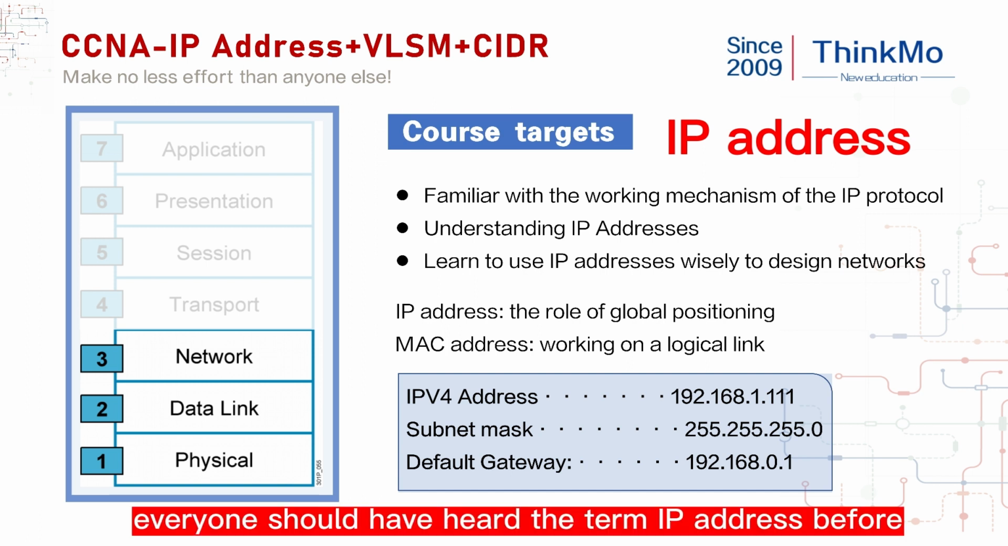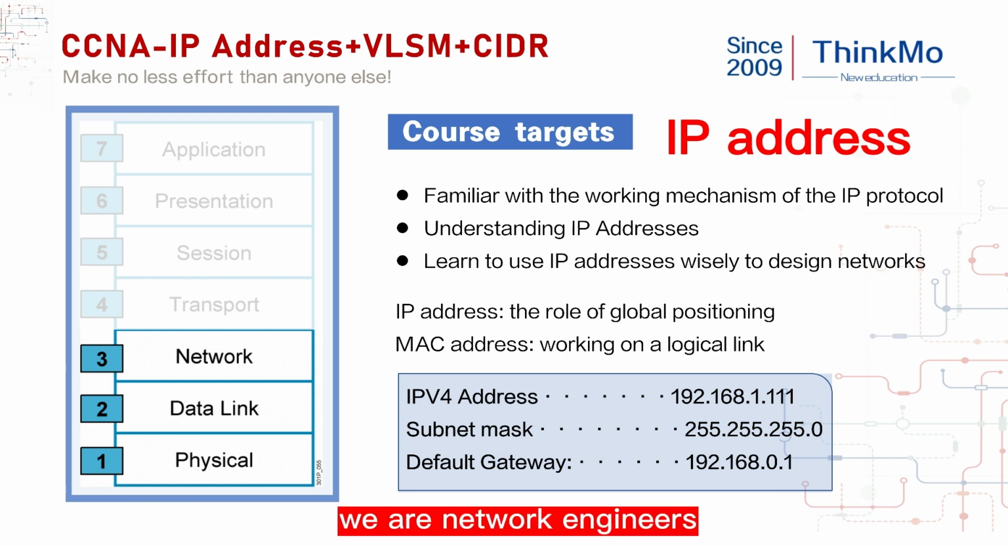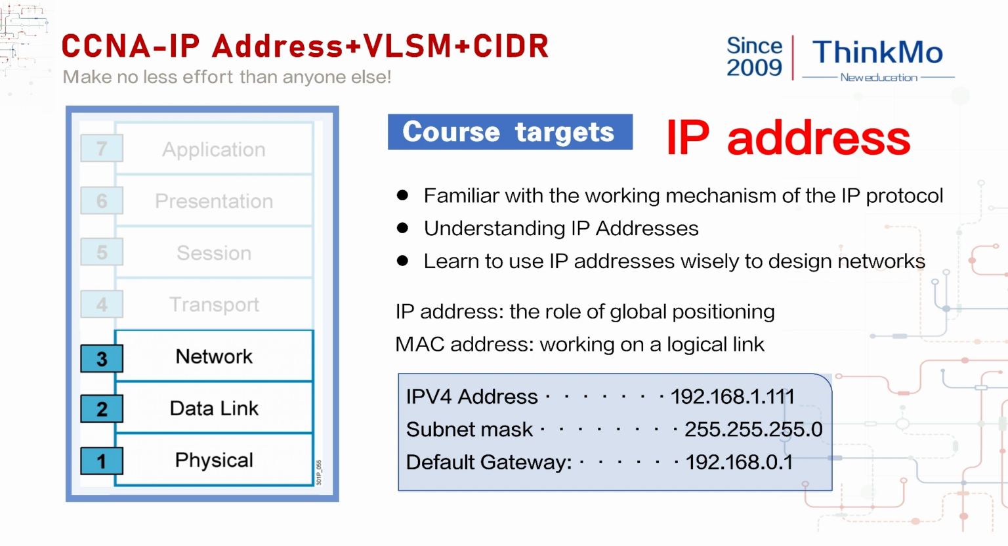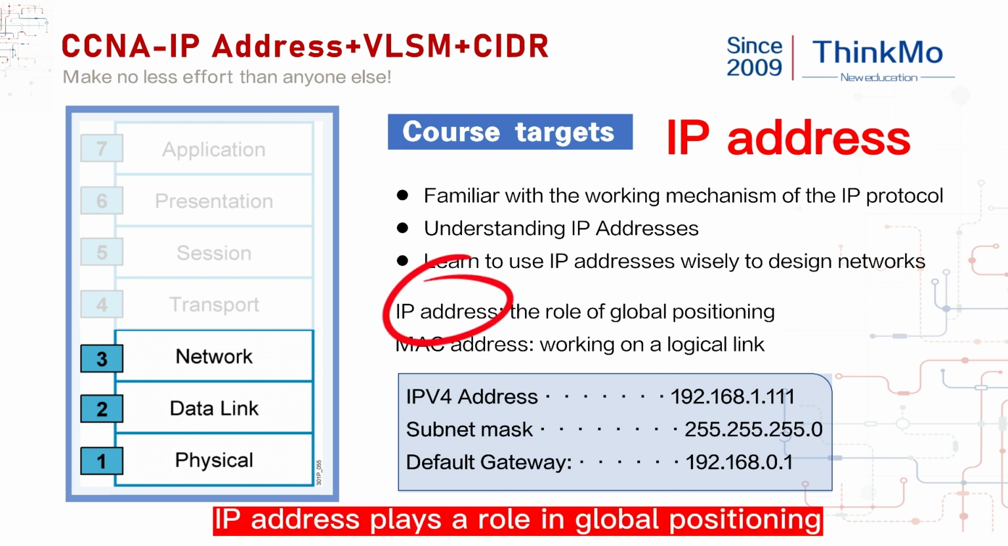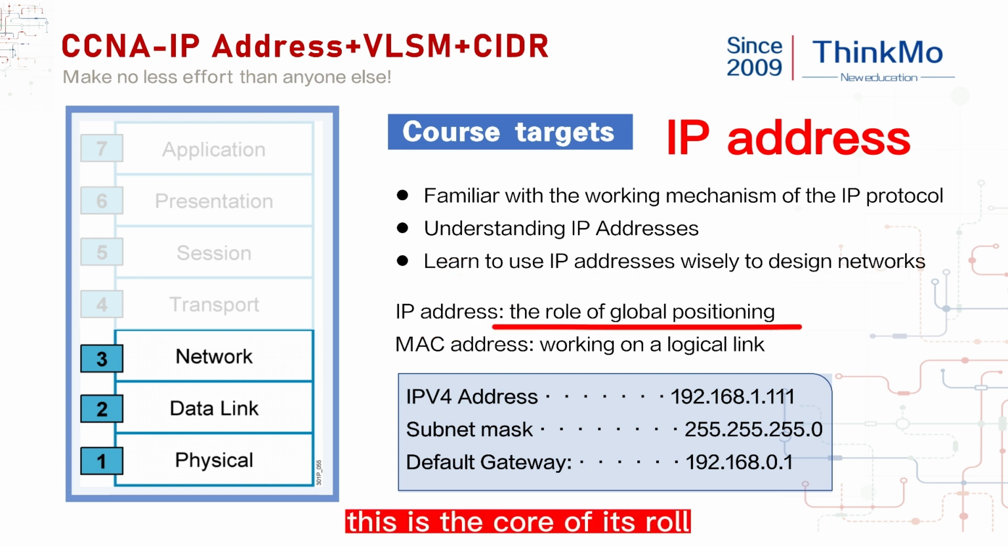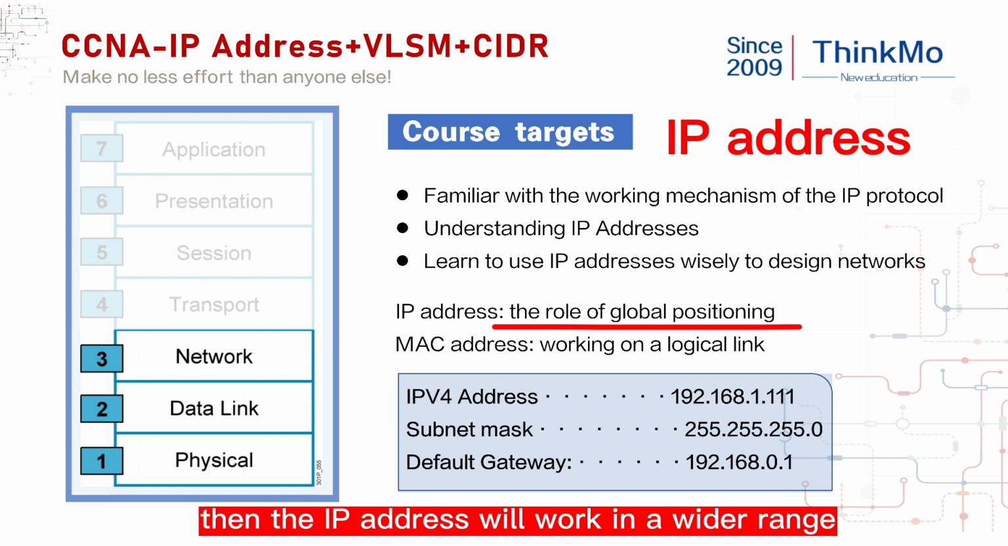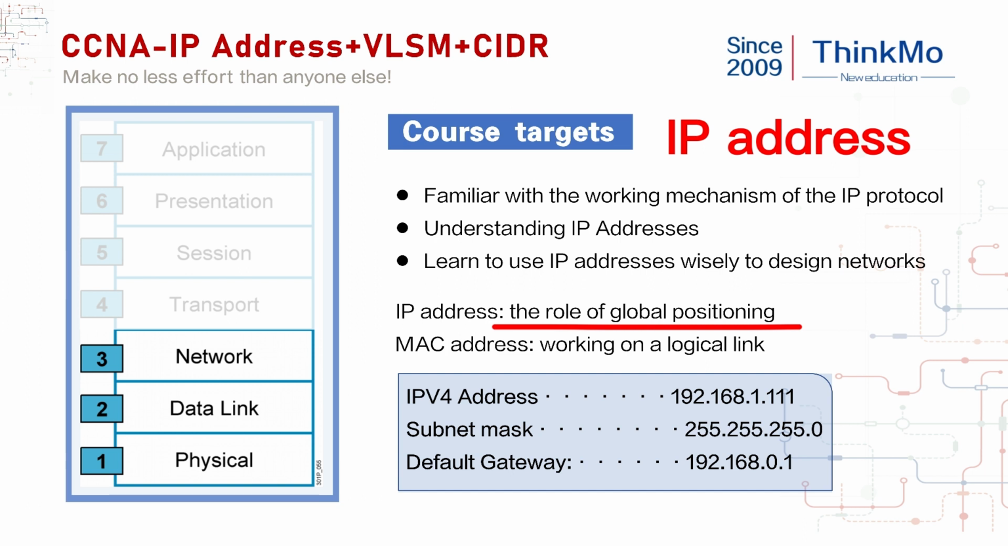I believe everyone should have heard the term IP address before. We are network engineers, so you must be familiar with IP addresses. First of all, let's be clear: the IP address plays a role in global positioning. This is the core of its role. The IP address works in a wider range. As long as you need the network layer for data forwarding, you need an IP address. This is where it works.